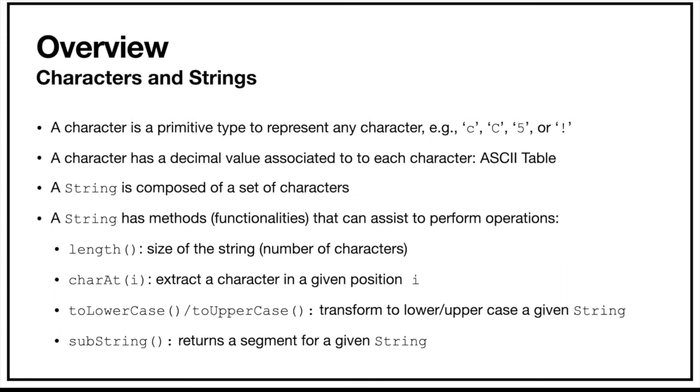So let's talk about characters and strings. A character, remember, is a primitive type. It's one of those 8 primitive types that Java provides. Remember that Java provides integers, long, shorts, double, float, and also provides something called the Boolean, the byte, and the char. That is the character. So those are the 8 different primitive types that Java supports.